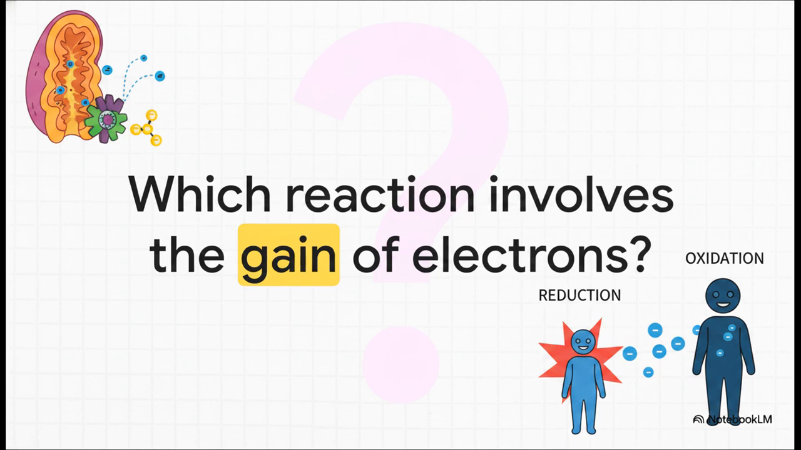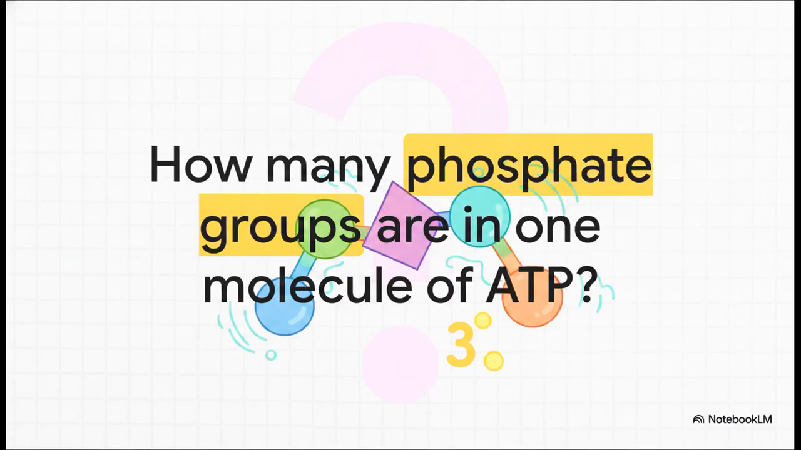Question number 2. Which reaction involves the gain of electrons? अपने mind में उस text comparison को recall करें. Loss of electrons was oxidation, तो gain क्या था? You got it. The answer is reduction. Question 3. How many phosphate groups are found in one molecule of ATP? Think about the name, triphosphate. Perfectly done, it's 3. 3 phosphate groups.